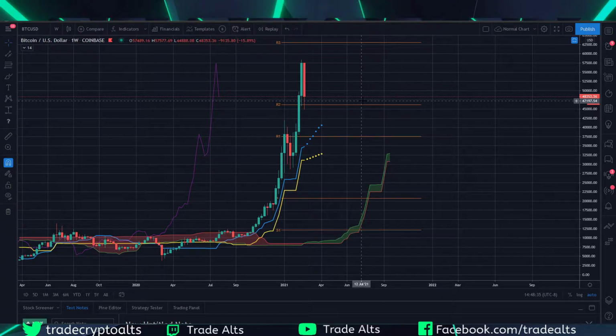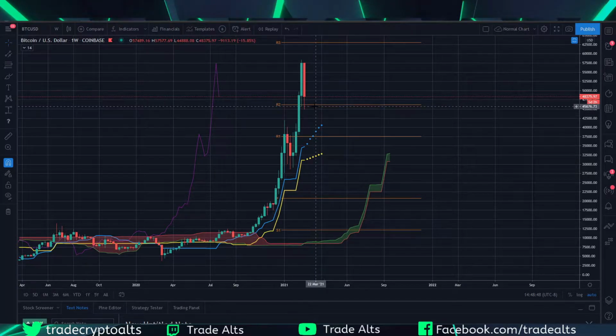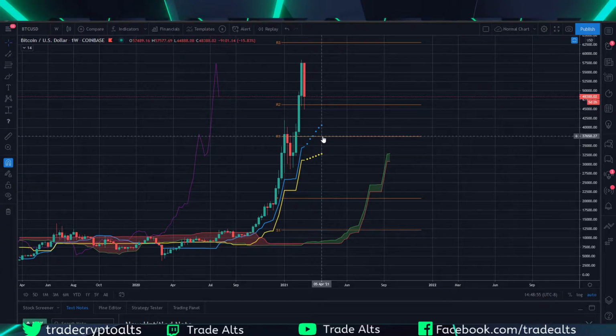So again, high time frame perspective, we're currently above our R2 yearly pivot. And you can see we actually bounced off of it a little bit. We wicked through it a little bit here. Not really a big deal. But if we were to lose this R2 pivot, then naturally I would look to back down to the R1 yearly pivot, which is here around $37,650.